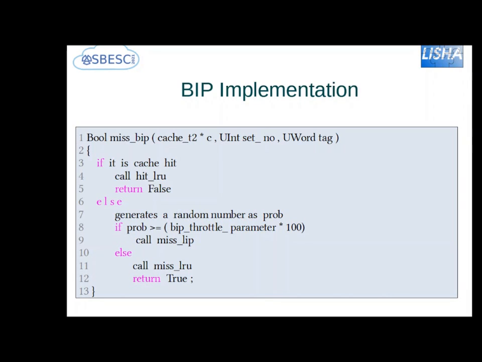But when a miss occurs, BAP will need the bimodal throttle parameter to define how the policy will behave. Together with the bimodal throttle parameter, a randomly generated number, prob, is used to define the behavior of BAP. As shown in line 8, if this random number is greater or equal than the bimodal throttle parameter times 100, BAP will behave as LIP. Otherwise, it will act like LRU.